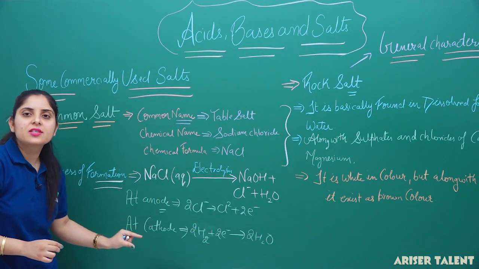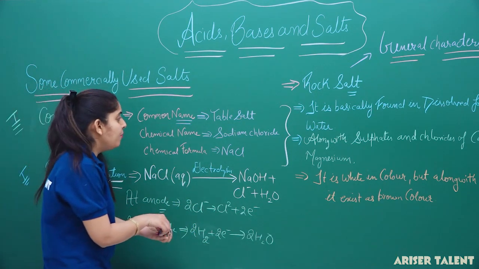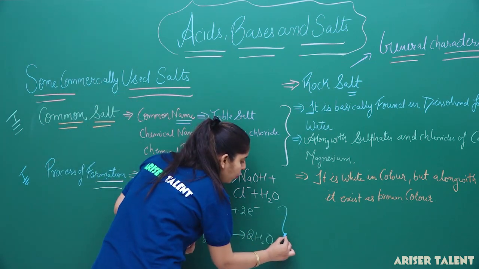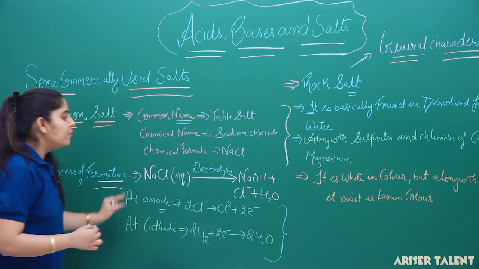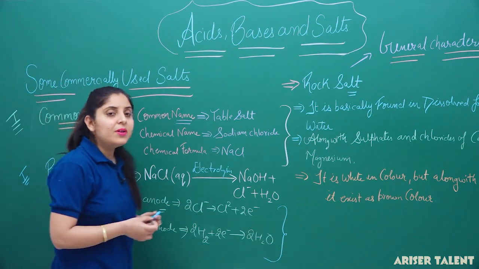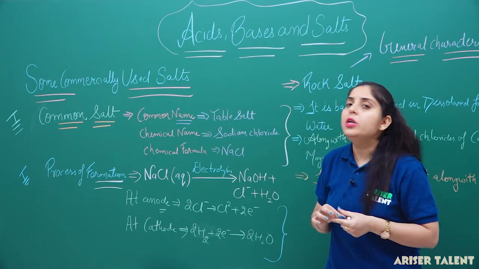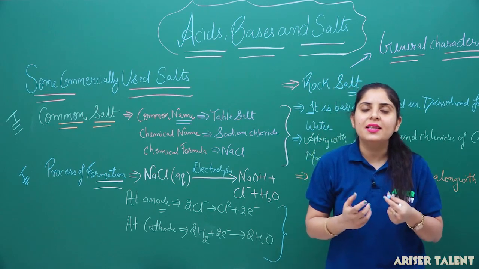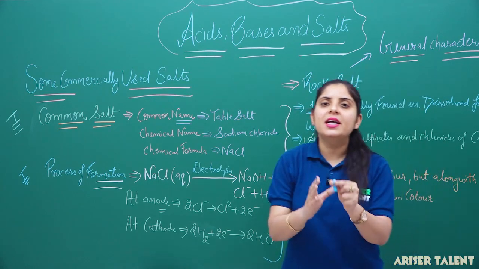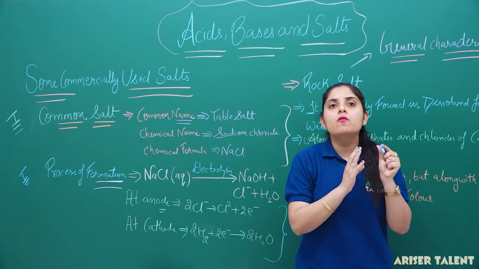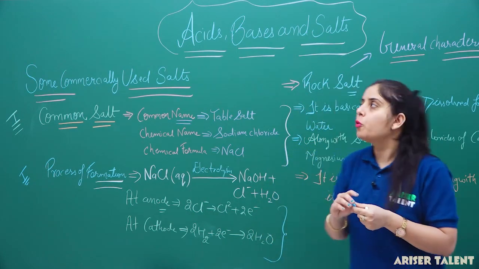So, these two reactions in the case of NaCl take place simultaneously at the anode and the cathode. We have already discussed the neutralization reaction. So, we can say that sodium chloride is basically prepared by the reaction of sodium hydroxide with hydrochloric acid.